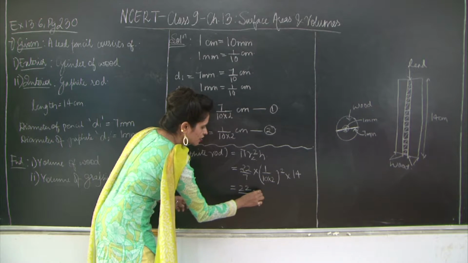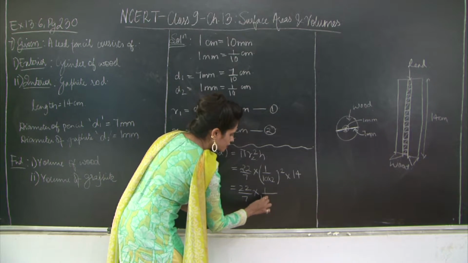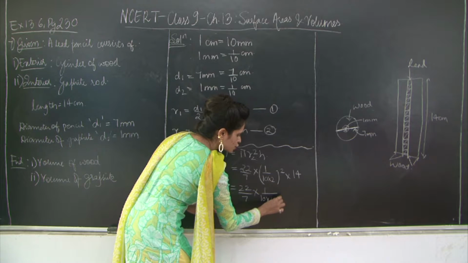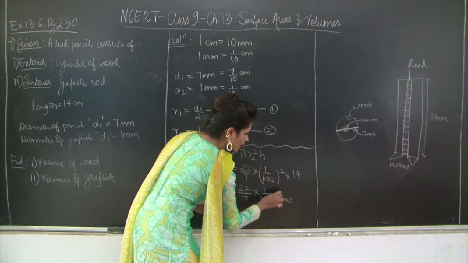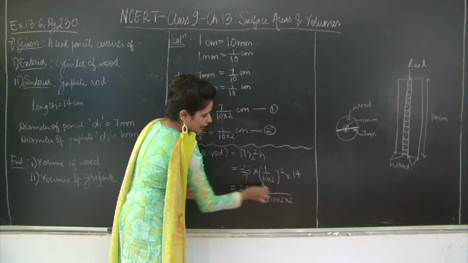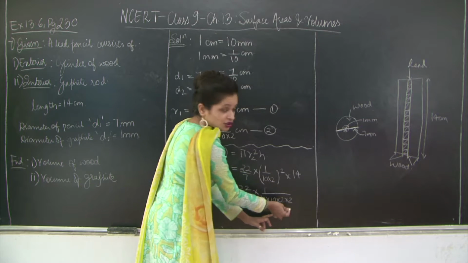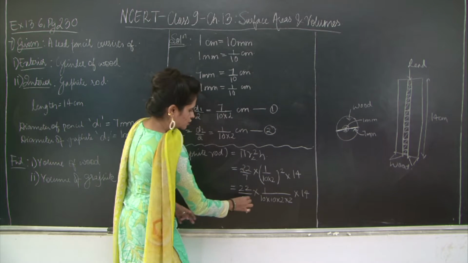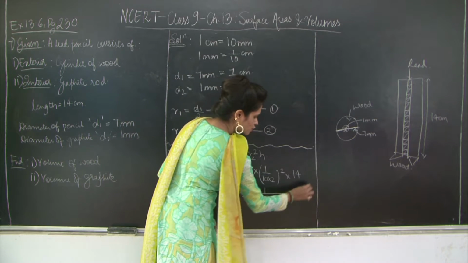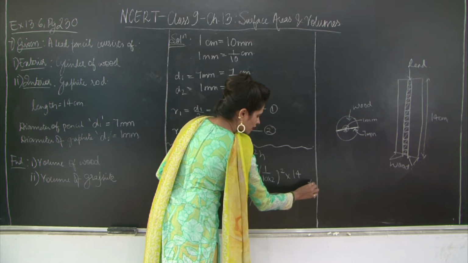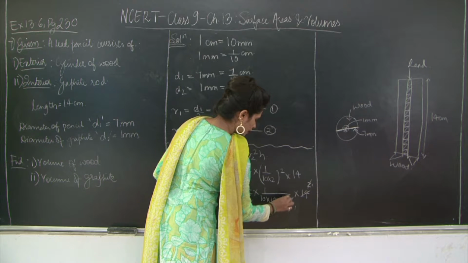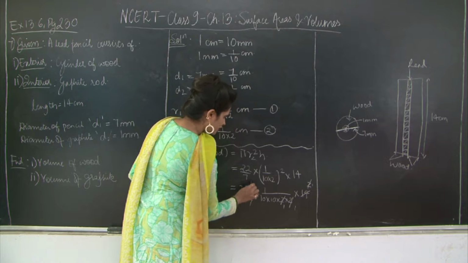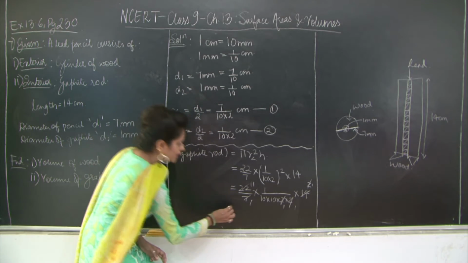22 upon 7 into 1 upon 10 into 10 into 2 into 2, because I have squared this entire bracket, that is why I am getting 10 into 10 into 2 into 2 into 14. So let's check. 7 ones are 7, 7 twos are 14, 2 ones are 2, 2 ones are 2, then 2 ones are 2, 2 11s are 22. So finally what am I left with?